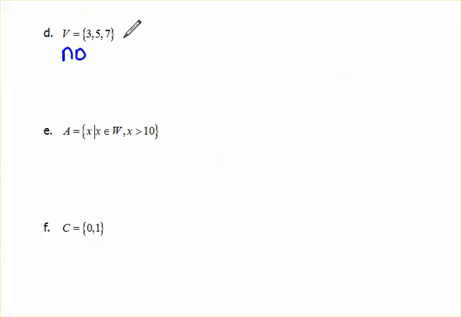This is a finite set. Remember, it has a specific stopping point. So 3 plus 5 would be 8. That's not in the set, so that's one example. If I were to do 3 plus 3, that would be 6, and that's not in the set. 7 plus 3 would be 10, and that's not in the set. As long as I come up with one example, so 8 is not an element of V, that shows you that this is not a closed set.